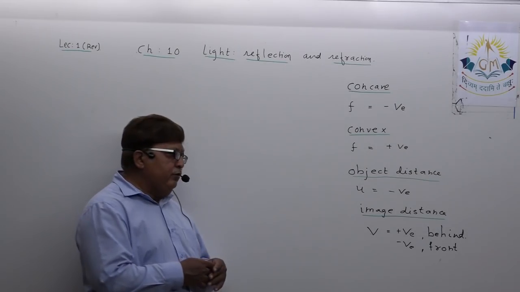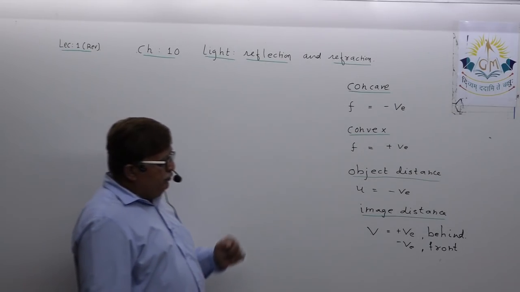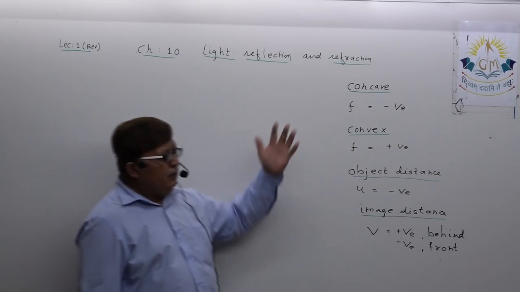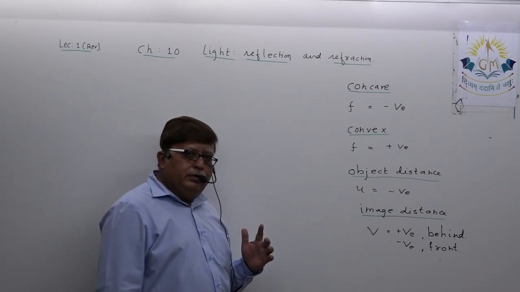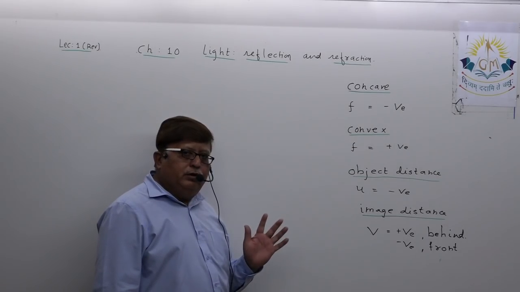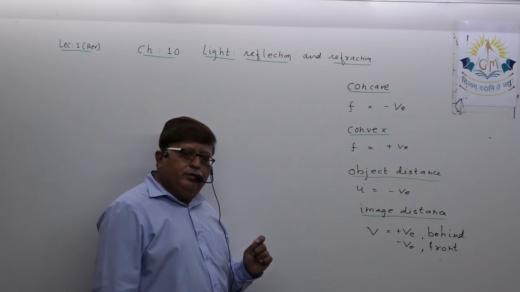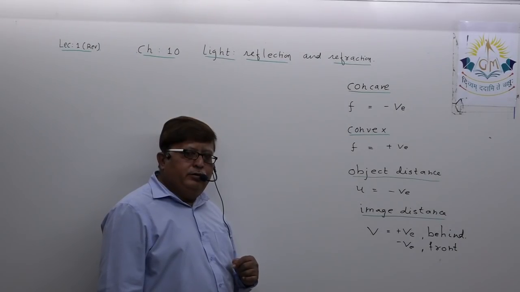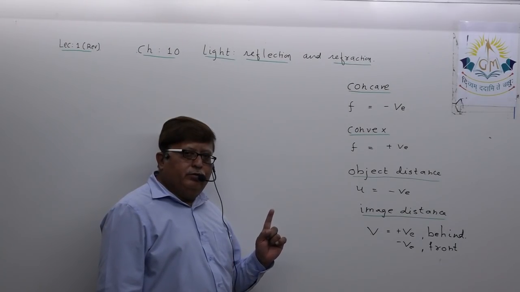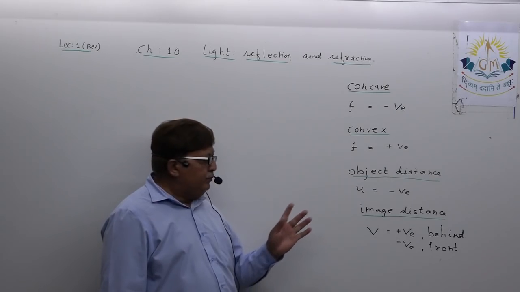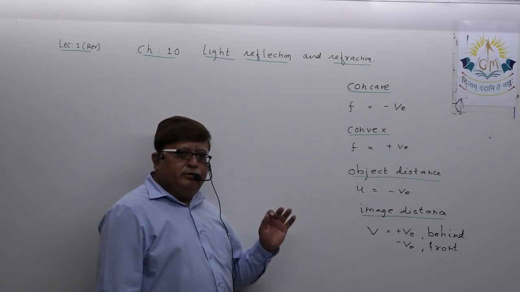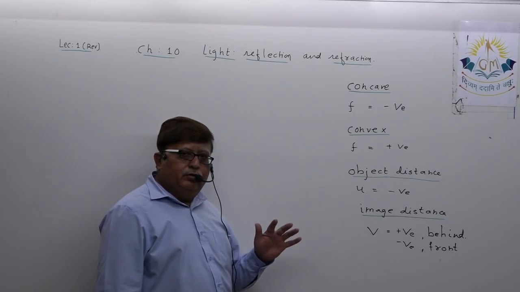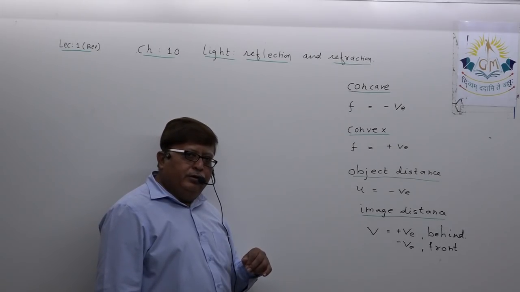I am going to discuss some more also, but first let us have a sum up of this. For concave mirror, focal length is always negative. For convex mirror, focal length is always positive. Object distance in either of the mirrors, whether concave or convex, is going to be negative.